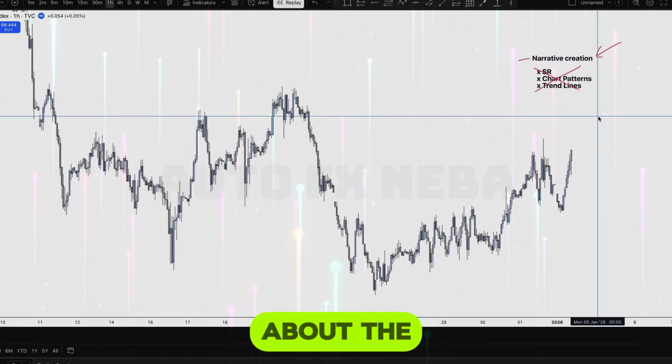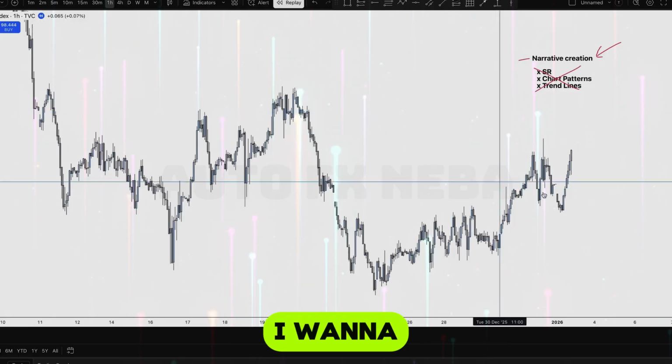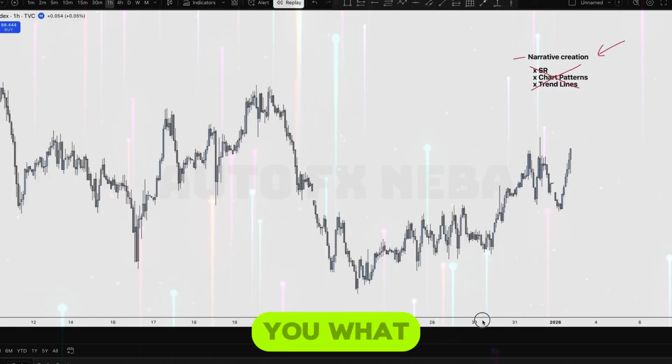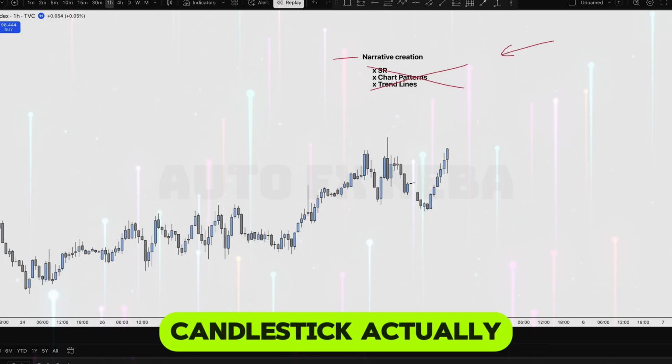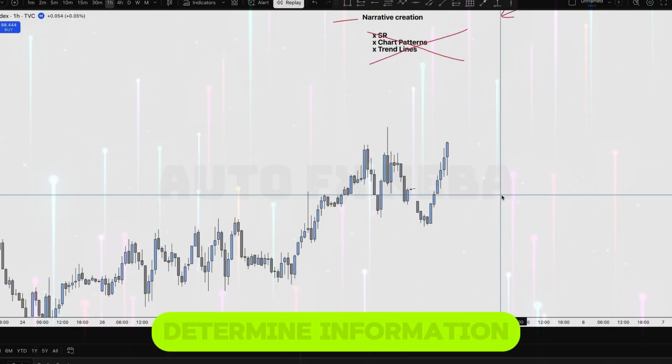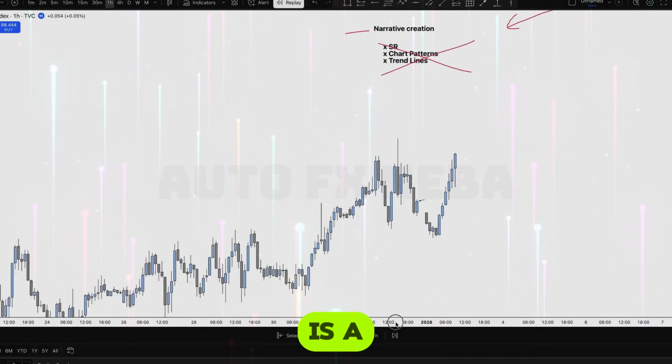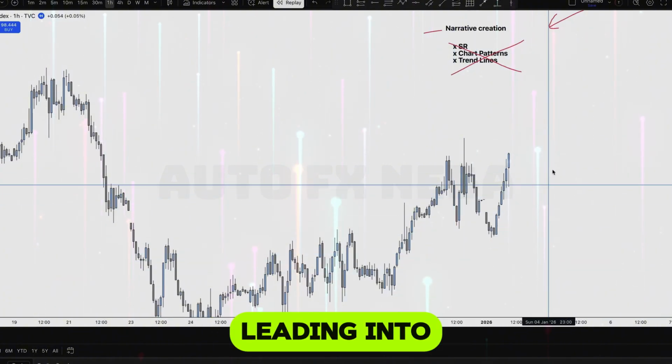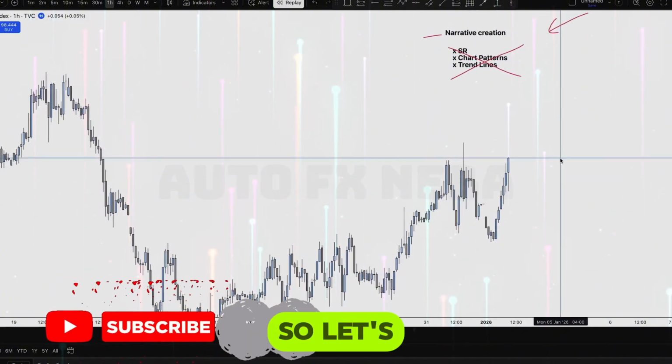Now, before I talk about the concepts I do trade, I want to dig into these candlesticks and show you what an individual candlestick actually shows and how we read these to determine information from the market, because this is a very important point leading into pretty much everything else we do. So let's do that now.